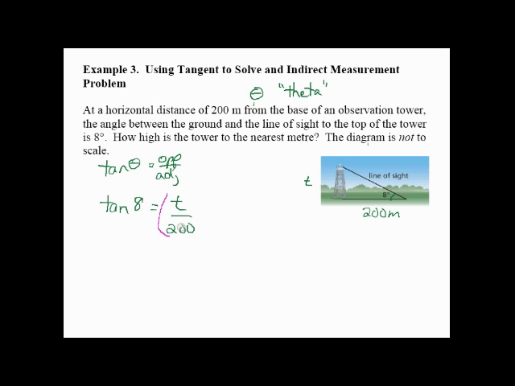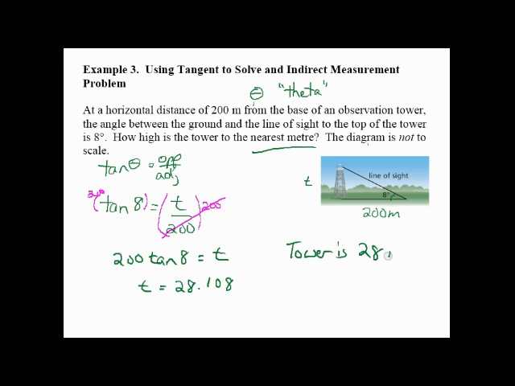Use some algebra here. We're going to multiply this side by 200. That's going to cancel out. We're going to multiply this side by 200. And we're going to get 200 tan 8 equals t. And we'll use our calculator to find out that t equals 28.108. It asked us to the nearest meter. So the tower is 28 meters tall. And that's it for section 2.2.